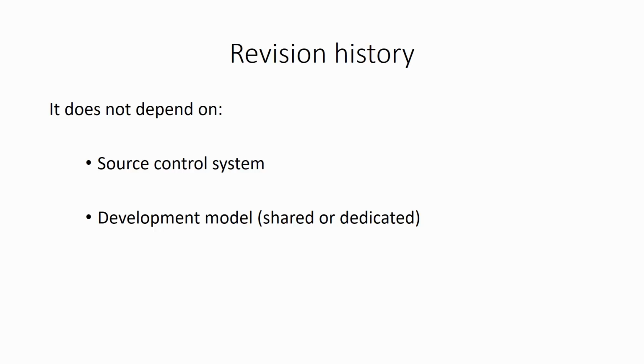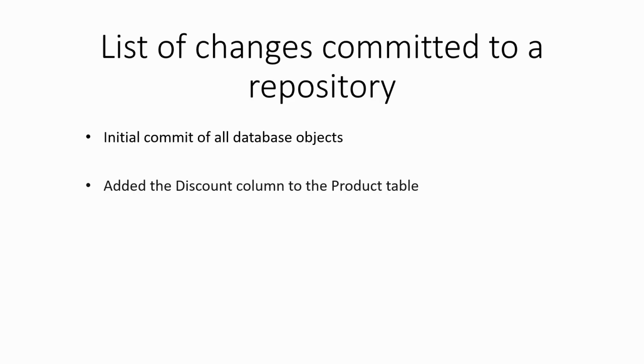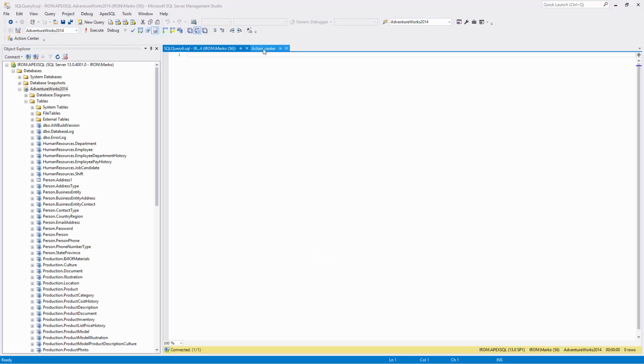For the purpose of this video, we'll have a sample database linked to a Subversion repository, and the following changes are committed one after another. Initial commit of all database objects. Added the discount column to the product table. Created a new table, currencies, containing three columns. Renamed the name column inside of the currencies table to currencies name. Let's make one additional change that will not be committed. For example, let's add one more column to the person table.